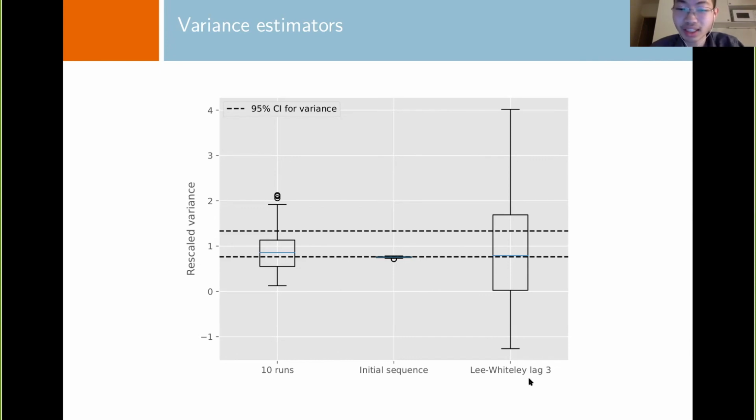it is not very adapted here. So the main message that I'm trying to say is that if you want to estimate the variance of your estimator from waste-free SMC, then the best way seems to be using an initial sequence estimator, especially if your Markov chain is some kind of reversible Markov chain like random walk Metropolis.